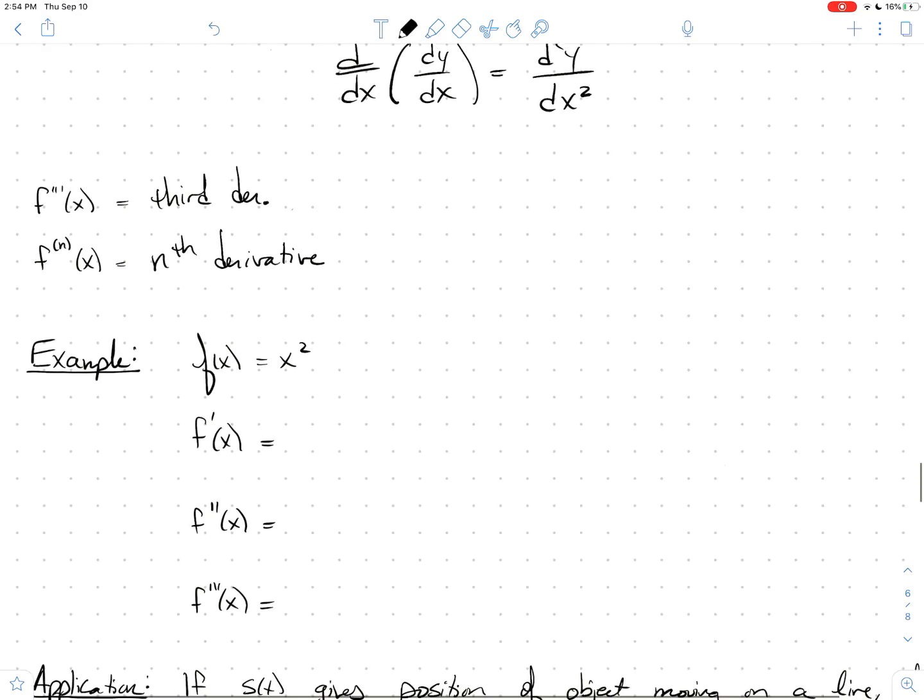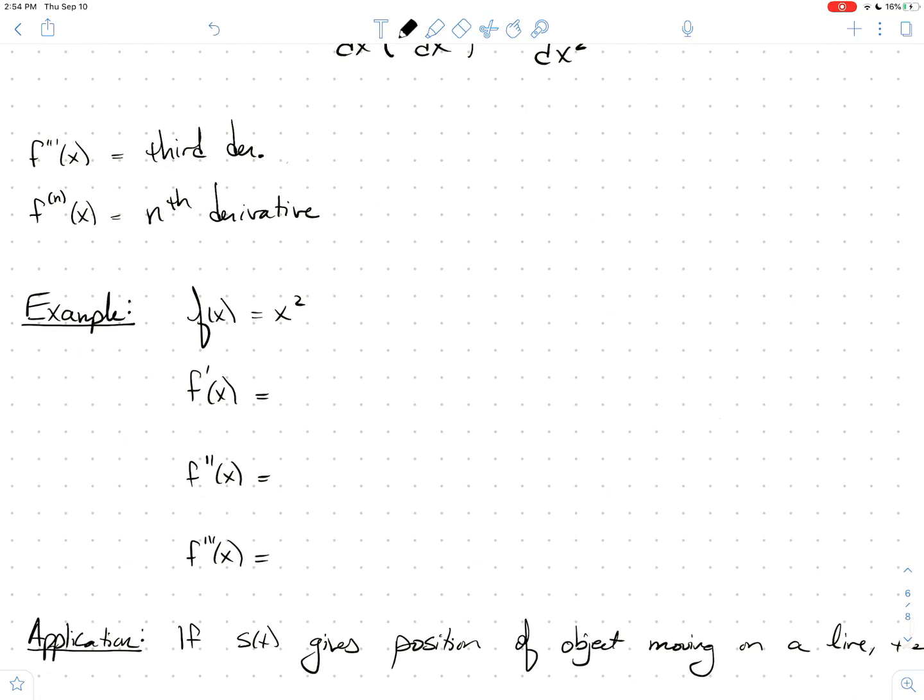Okay, so let's do an example we computed before: if you start with f equals x squared, then f prime is 2x. I'll let you check that f double prime is 2 and f triple prime is 0. So the point there isn't how I'm computing those, although you should be able to take limits and do it. The point is that's the notation that we're going to use.